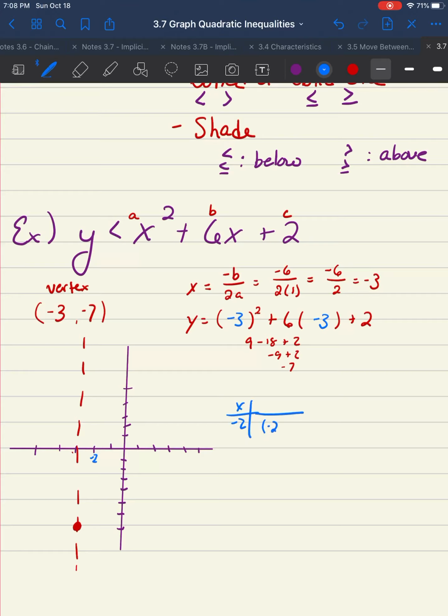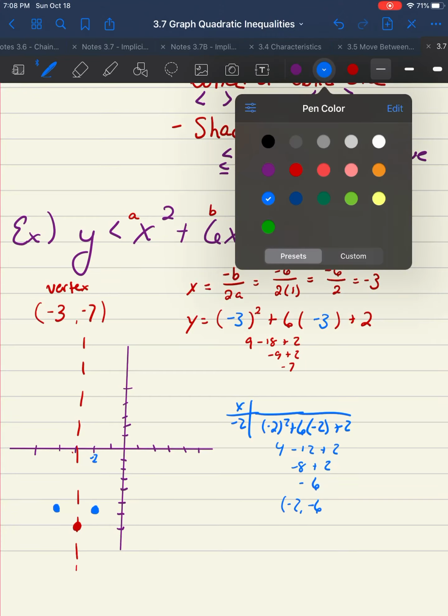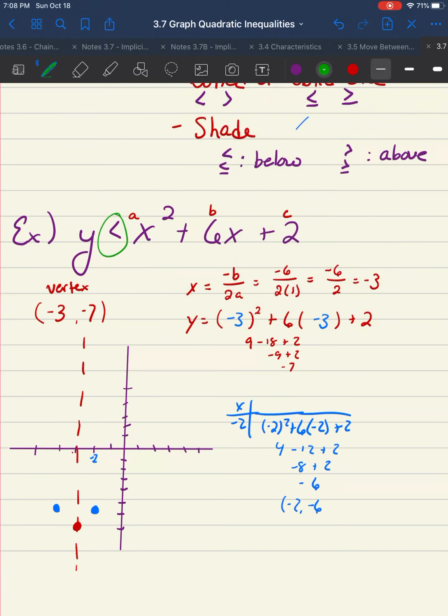I'm still graphing a quadratic. Even though it's an inequality, I'm still graphing a quadratic. Okay, from here, I can get an additional point one of two ways. Most of us just said, okay, if I'm here at -3, I can plug in -2 for x. That works. So I would have -2 squared plus 6 times -2 plus 2. And I get -6. So -2, -6 could be an additional point. I reflect that over my axis of symmetry.